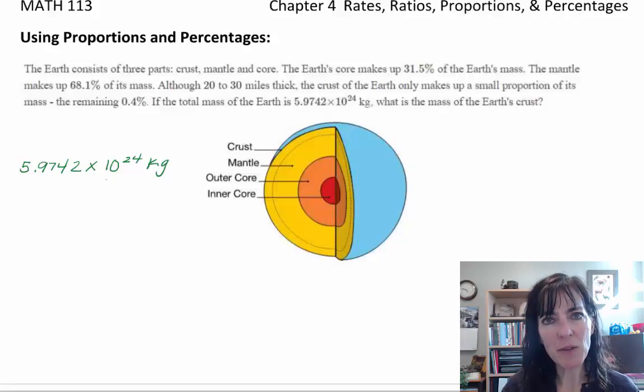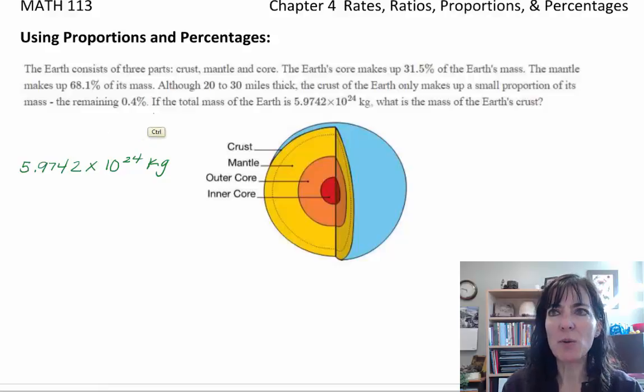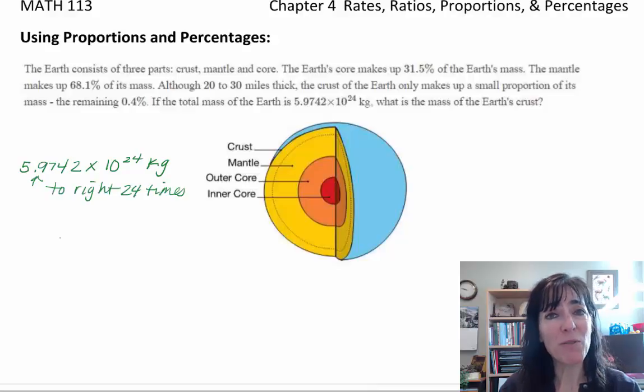Now, that's scientific notation, and what that's telling you is that since it's got a positive exponent, I have a very, very big number, and it's got 24 decimal places to the right of where this decimal place is. So where that decimal is, I have to go to the right 24 times. That makes a very, very large number, and so you can see why we might want to write it in scientific notation, because we can show it in a much smaller space.